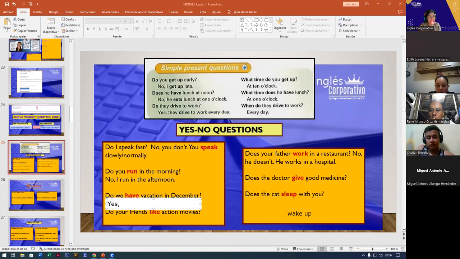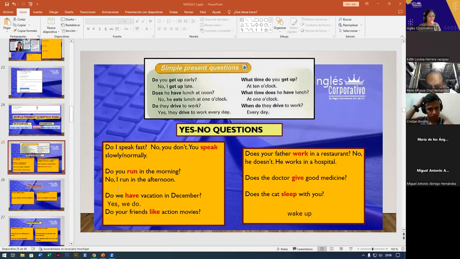If it is a short answer, yes, we do. Yes, we can give a short answer and finish in the auxiliary. But this auxiliary always depends on the subject. As my subject is we, then I maintain the same auxiliary. Yes, we do. Or yes, we have vacation in December, if you want to give a complete answer.